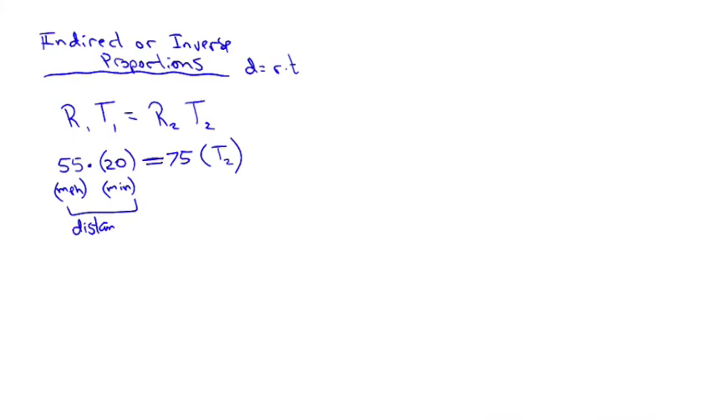Now the cool thing is this. This is 20 minutes, and it really should be in hours. But after all is said and done, minutes on the left and minutes on the right, if I divide by one or the other, the minutes goes away. So the time frame really doesn't matter. So if it's 55 times 20 minutes or 55 times 1/3 of an hour, the answer is still going to spit out exactly the same, which is really cool because we don't have to do any conversions.